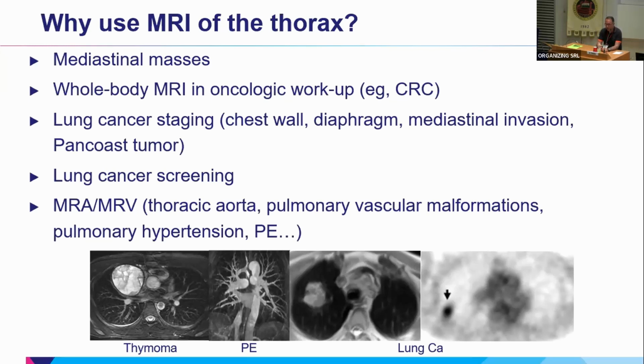Some people also use MRI of the thorax as part of a whole body MRI in oncologic workup. It makes it really easier. For example, if you have a rectal cancer patient, you can do whole body imaging and look at the same time for metastatic staging, lung cancer staging, lung cancer screening, I'll show you some data, and also MR angiography and MR venography for PE, for example, in patients who are allergic to iodine, to look for thoracic aortic aneurysms, pulmonary hypertension, etc.